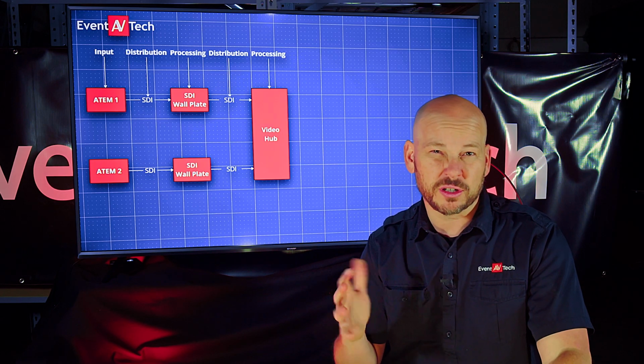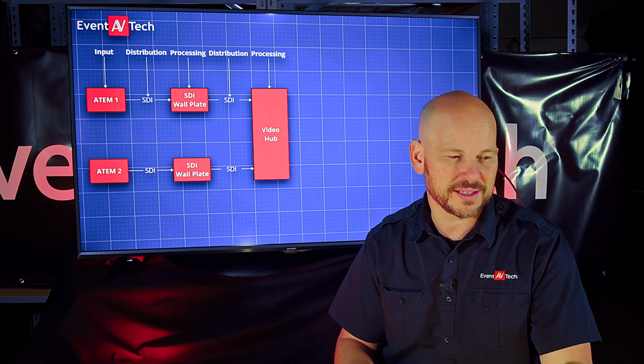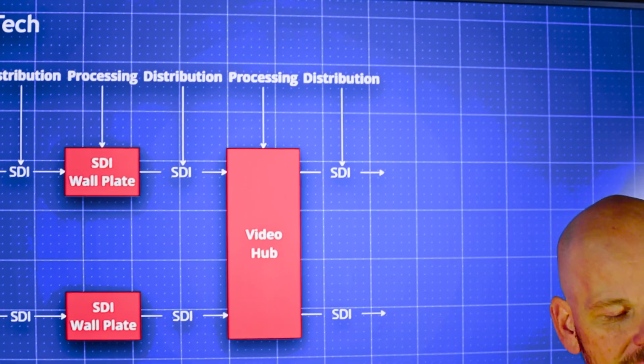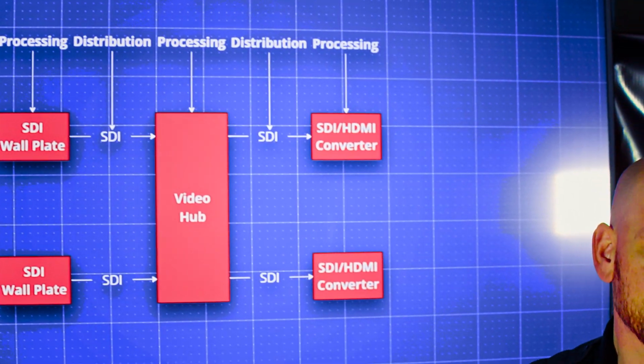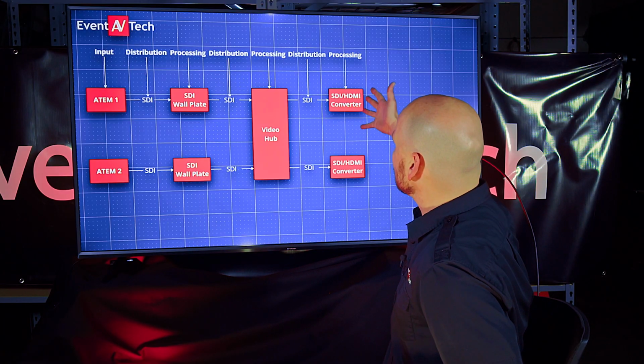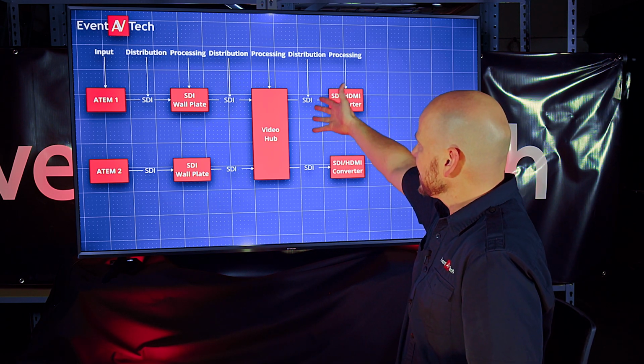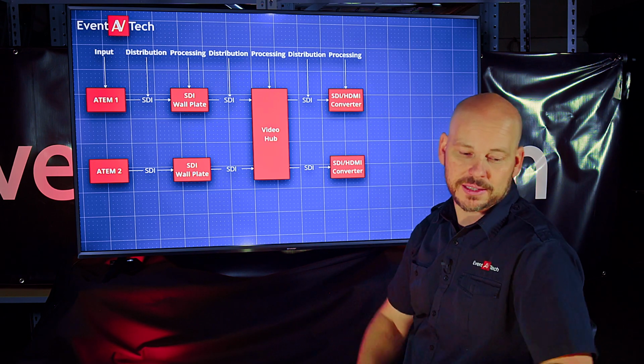So it's a mixture. It's kind of like the intestines. It's doing a mixture of distribution and processing together. Then we're going to distribute it again down an SDI wire, and we're going to hit SDI to HDMI converters. Now these converters represent processing because it's going to be converting the SDI signal into an HDMI signal.